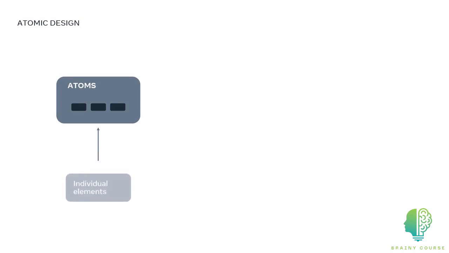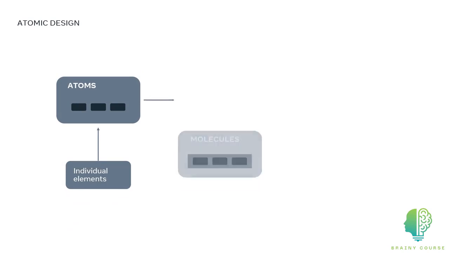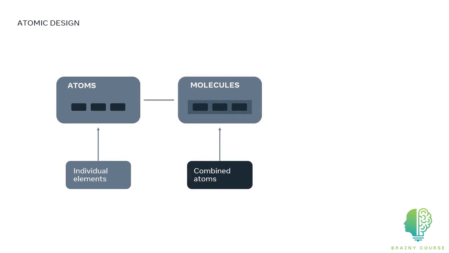Atoms are individual elements like text boxes, form inputs, or links and buttons. You can think of these as HTML elements. Next, you have molecules, which combine atoms together. Think of an input box with a label. Inside, there is a profile icon with a link on the right that says Login. To the right of that, there is a button that says Sign Up.